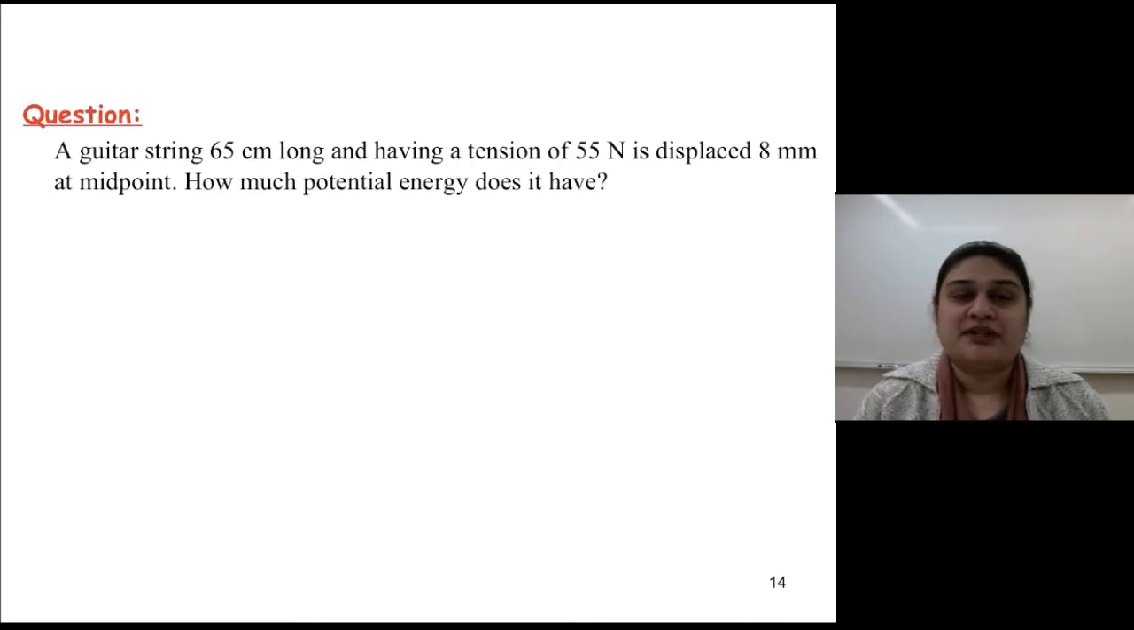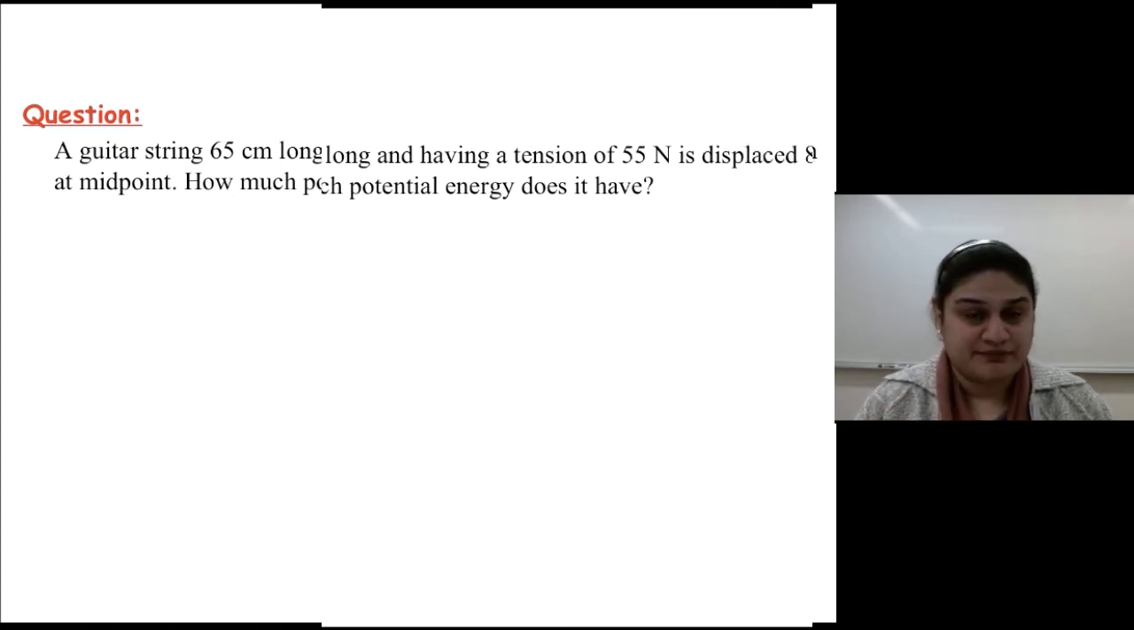Another example is a guitar string is 65 centimeters long, has a tension of 55 newtons, and is displaced 8 millimeters at its midpoint. How much potential energy does it have? Now this is a very interesting question, so look at this question very carefully. What are the things that are given to you? Number one, it gives you that the guitar string is 65 centimeters long, and it has a tension of 55 newtons, displaced 8 millimeters at its midpoint.